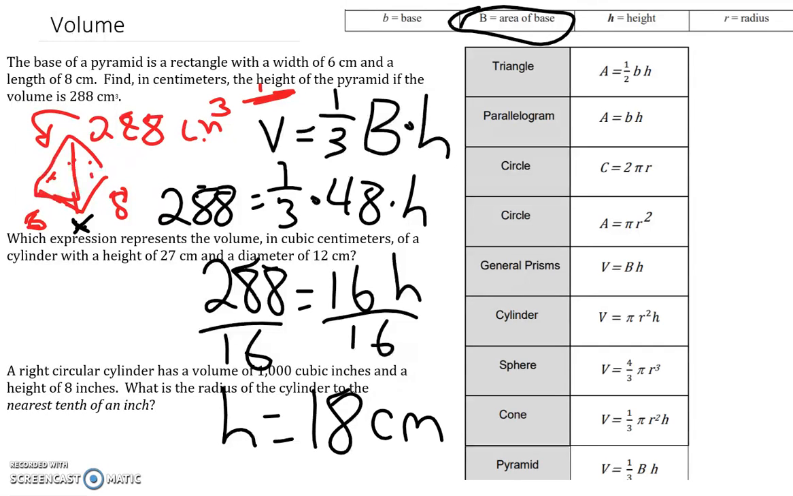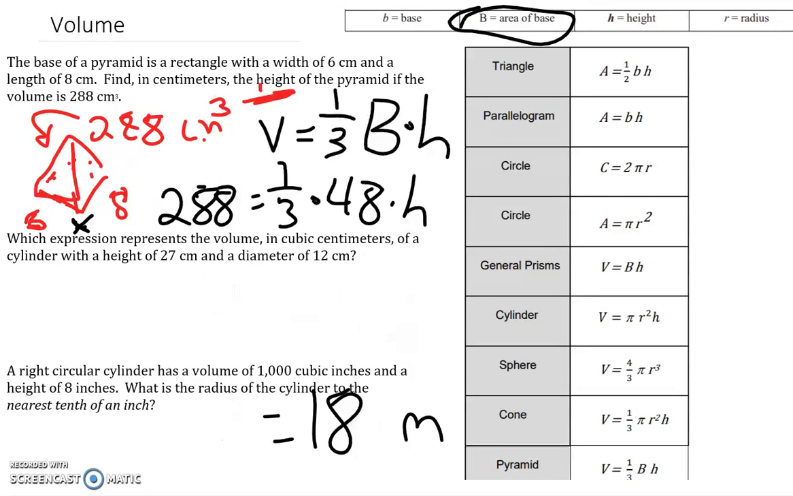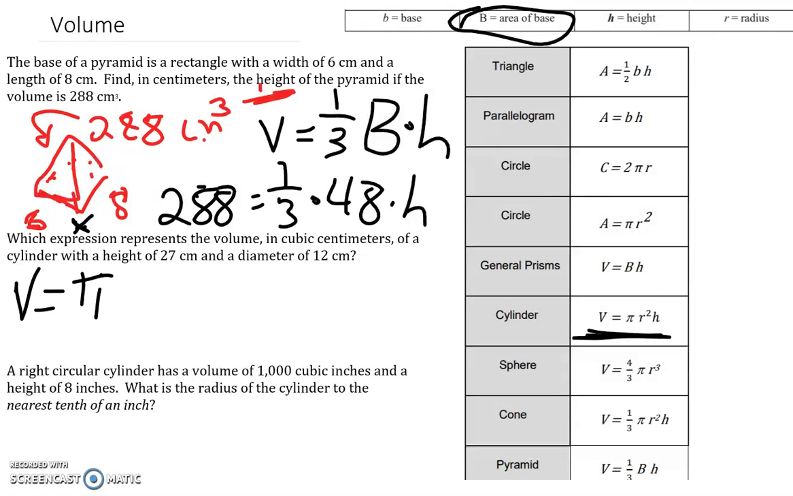Okay, so I just have to plug and chug, find out what variables I have, what variables I'm missing, and see if I can solve for them. So that'll be my first one. If I look at the second one here, it says which expression represents the volume in cubic centimeters of a cylinder with a height of 23 centimeters and a diameter of 12 centimeters. So I'm looking for a cylinder and I'm looking for the volume. The volume of a cylinder is pi r squared times height.